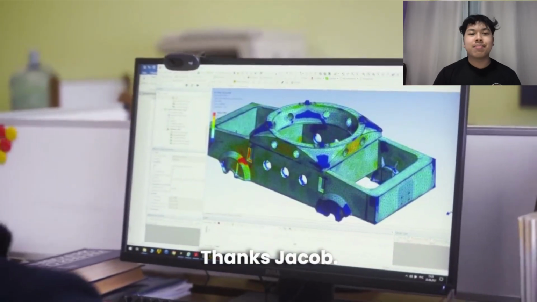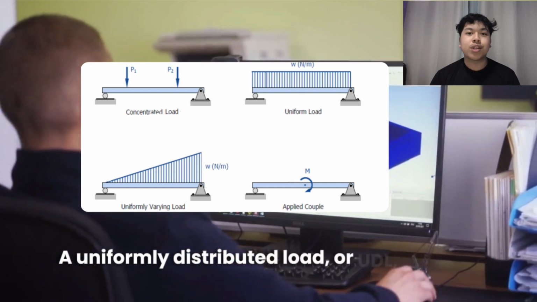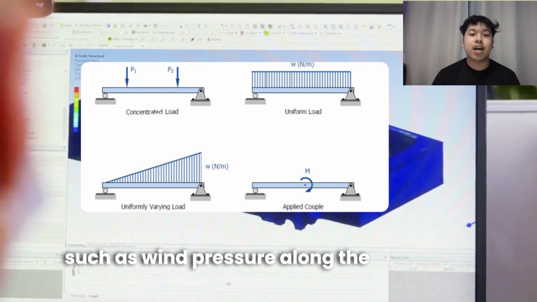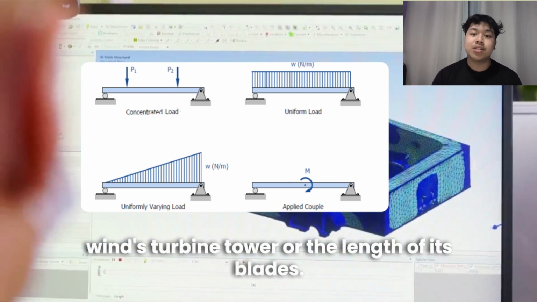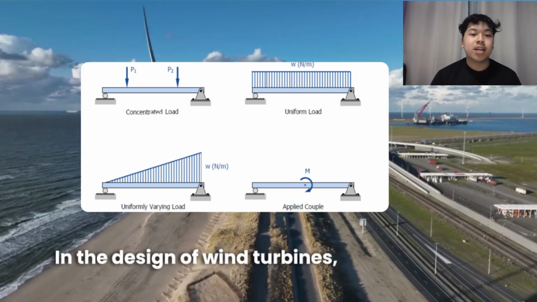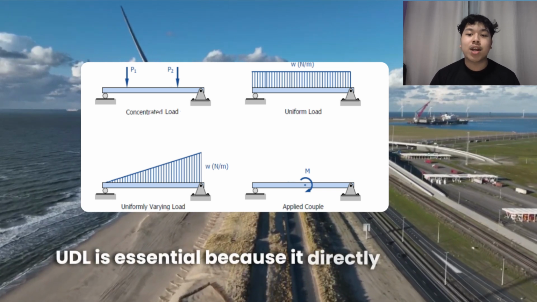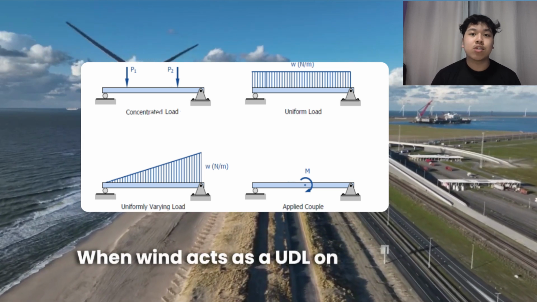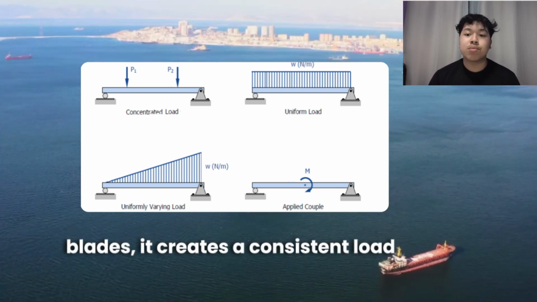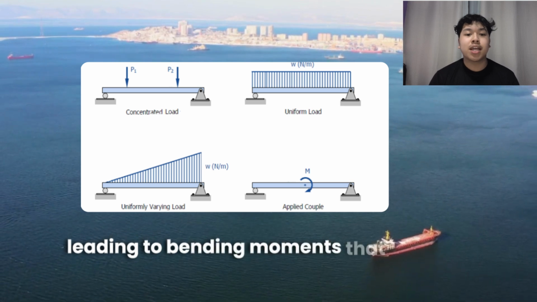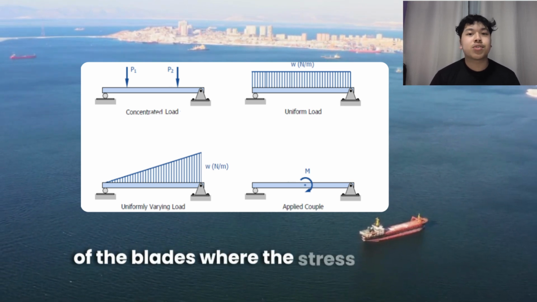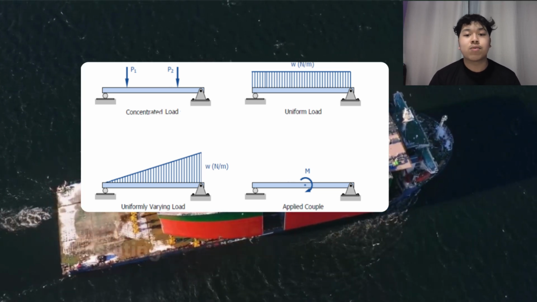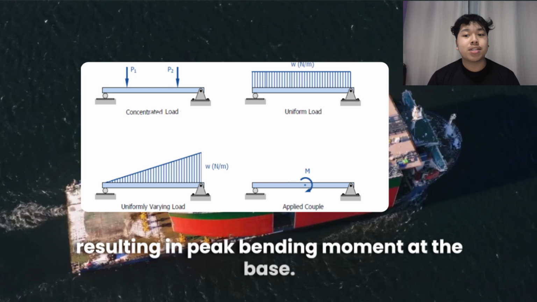A uniformly distributed load, or UDL, is a load that spreads evenly across the length of a structure, such as wind pressure along the height of a wind turbine tower or the length of its blades. In the design of wind turbines, understanding UDL is essential because it directly influences the forces that the structure must withstand. When wind acts as a UDL on wind turbine blades, it creates a consistent load per unit length, leading to bending moments that increase towards the roots of the blades, where the stress is greatest. Similarly, the tower experiences a UDL from wind pressure, resulting in peak bending moment at the base.